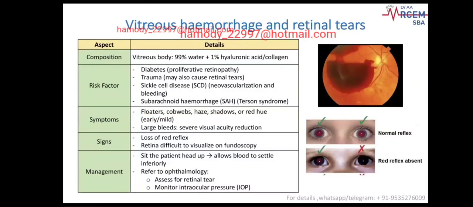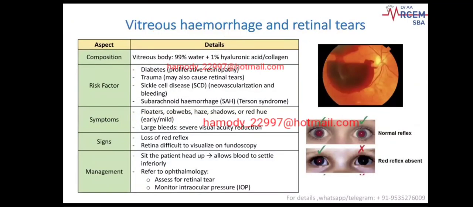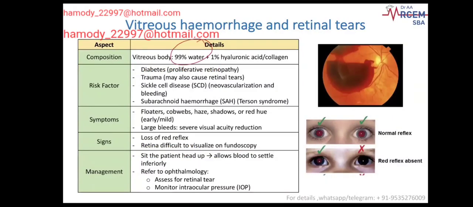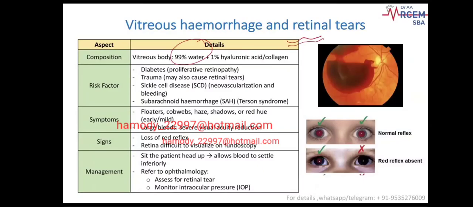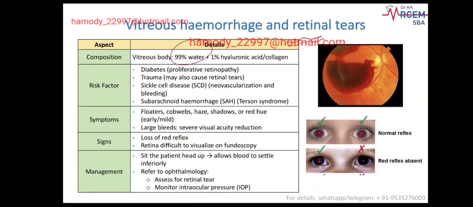Vitreous hemorrhage. Okay, hemorrhage in the vitreous body. Vitreous body, as I already told you, contains 99% water and it has only 1% hyaluronic acid, which is a collagen. So it is completely clear. There are various risk factors. The main underlying pathology is that the blood vessels become very brittle and they break. Or it is because of trauma.